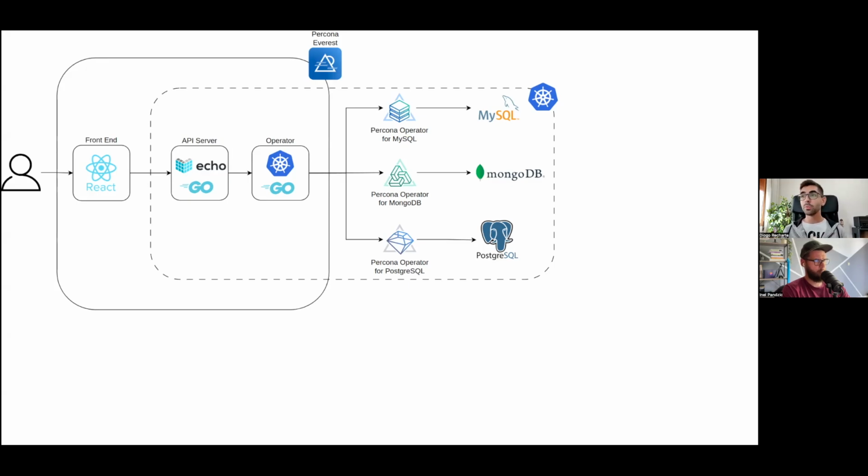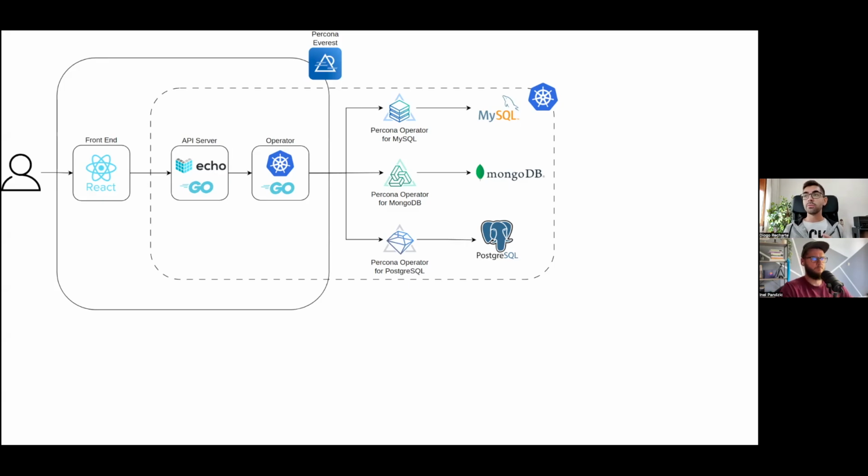And then we have the operator, which is a Kubernetes operator, a controller that manages some resources on Kubernetes. To understand better how this works, let's mimic the scenario that we just demoed previously. When I was creating the database, after clicking the Create Database button, the front end makes an HTTP request to the API server. The API server will then take this request and translate it into the language that Kubernetes understands, which is Kubernetes manifests.